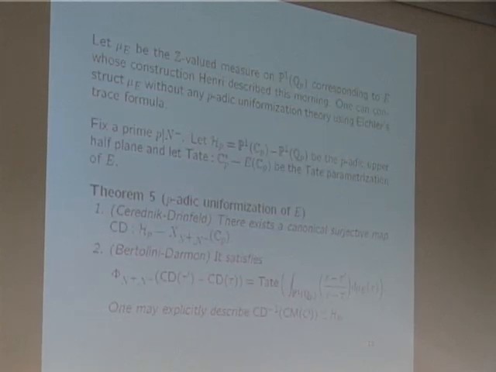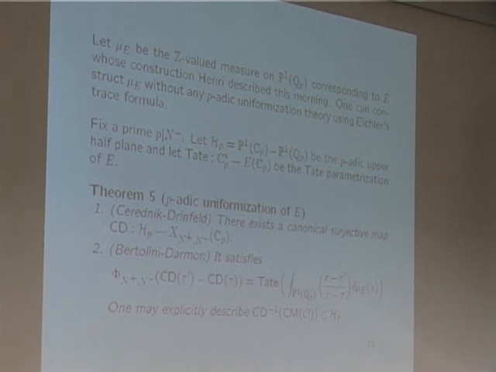All right. Let mu_E be the Z-valued measure on P1 of Qp corresponding to E, whose construction Henri described this morning using the p-adic boundary measures and the Teitelbaum-Drinfeld uniformization. But one can also construct this measure mu_E without any p-adic uniformization theory using Eichler's trace formula. But of course, the p-adic uniformization theory will be essential for all our computations.